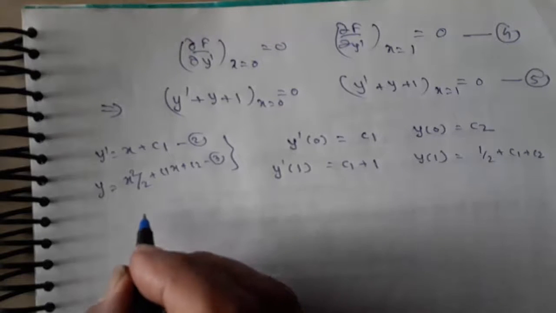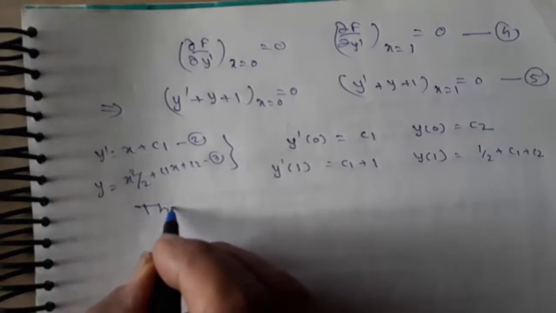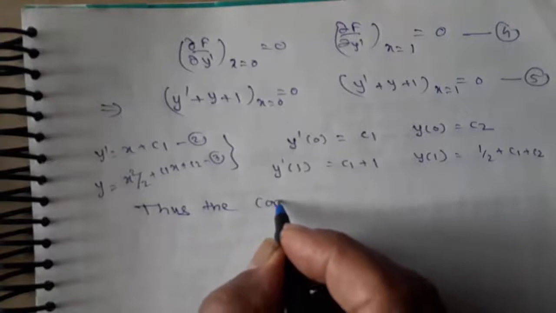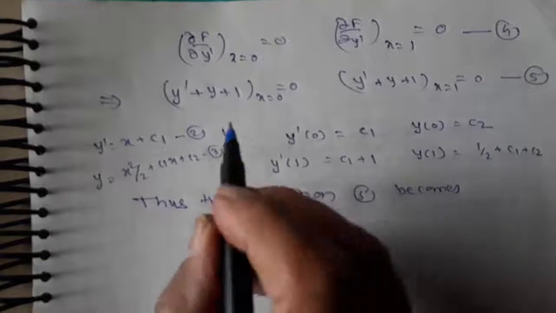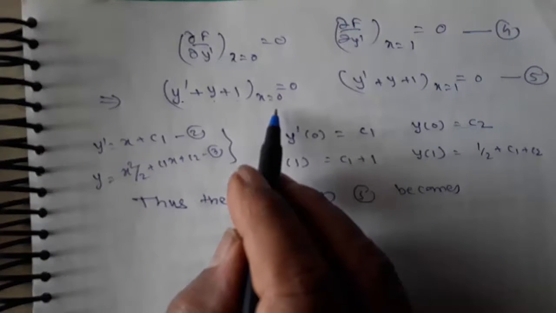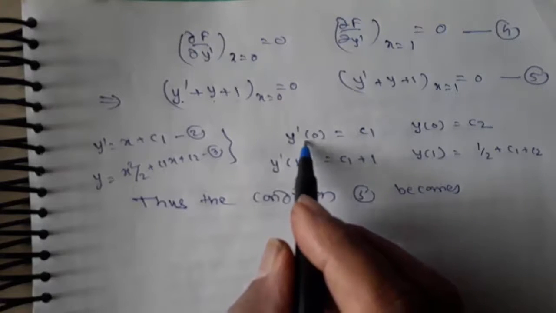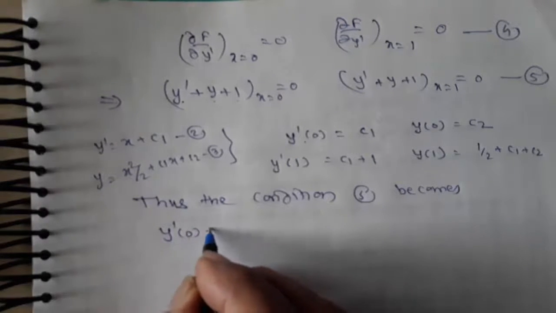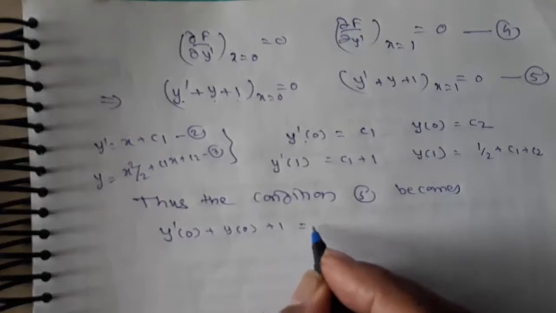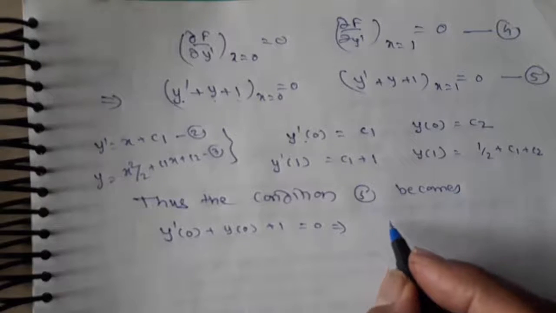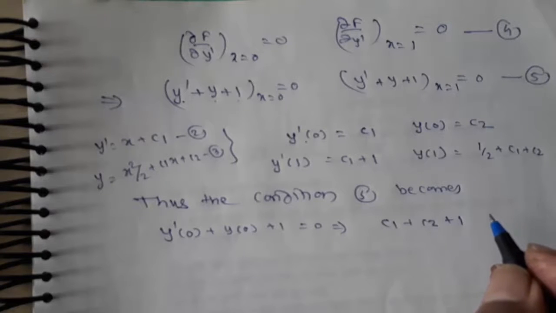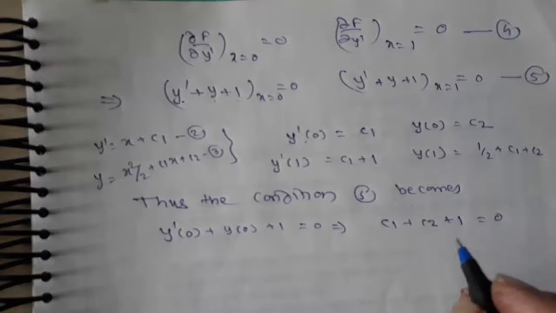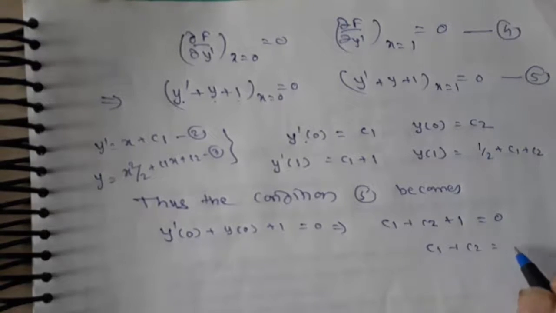Thus, the condition becomes y' + y + 1 at x equal to 0. That means y'(0) plus y(0) plus 1 equal to 0. This implies c1 plus c2 plus 1 equal to 0. This gives us c1 plus c2 equal to minus 1.